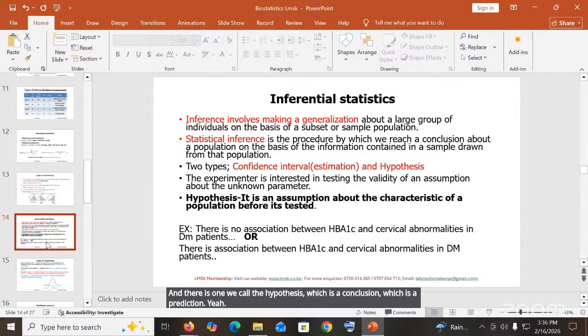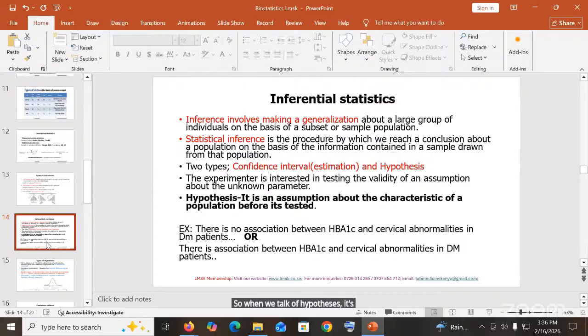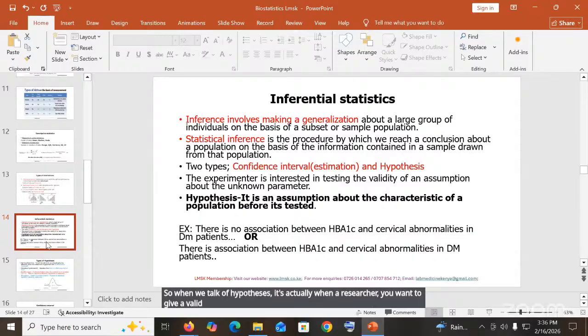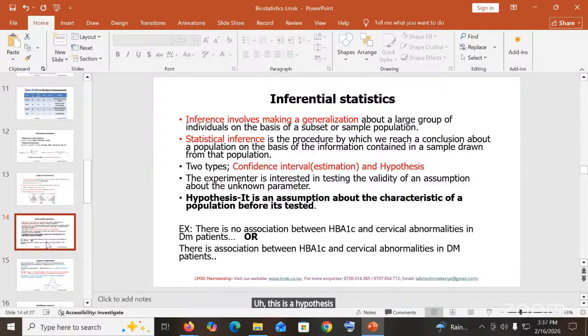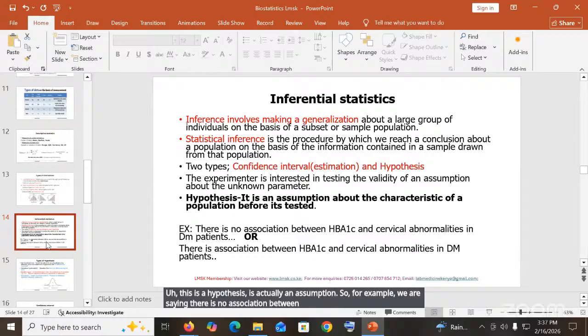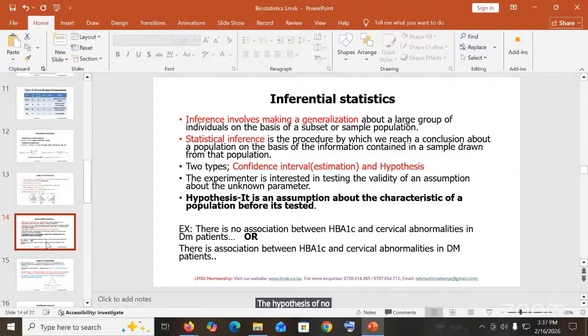When we talk of a hypothesis, it is when a researcher wants to give a valid assumption about a certain unknown parameter. A hypothesis is an assumption. For example, you're saying there is no association between HbA1c and cervical abnormalities in diabetes mellitus patients. This is what we call the null hypothesis, the hypothesis of no association, no difference.